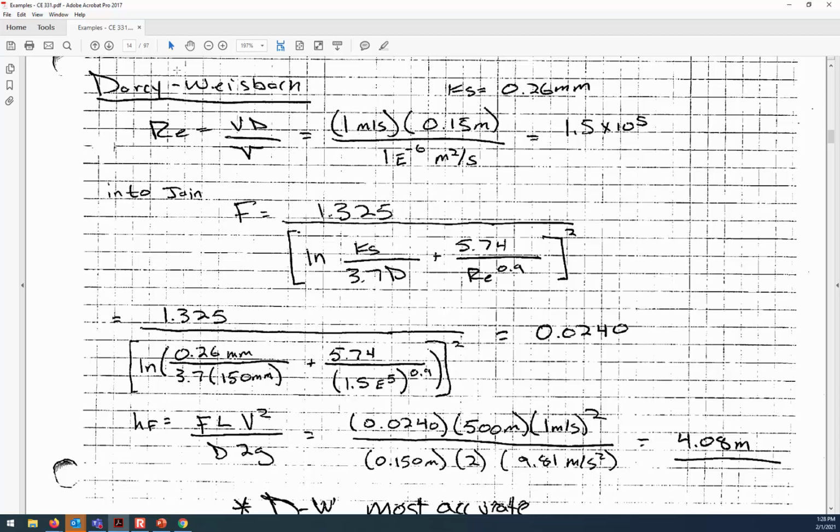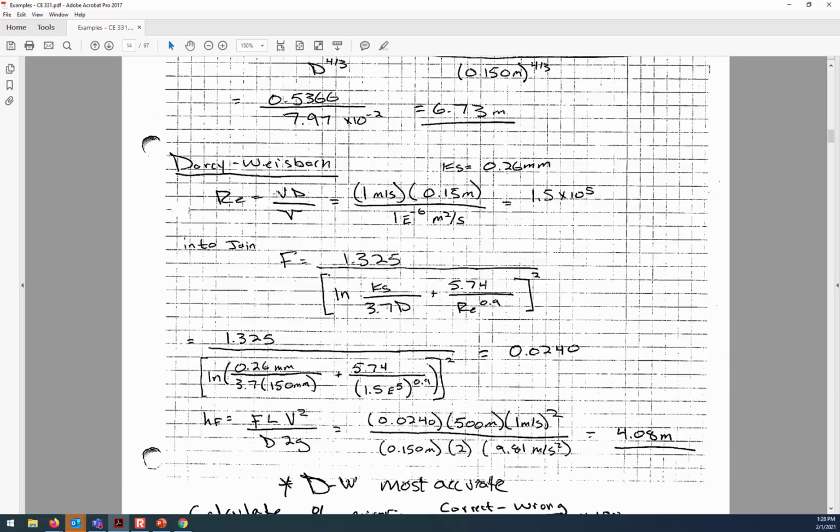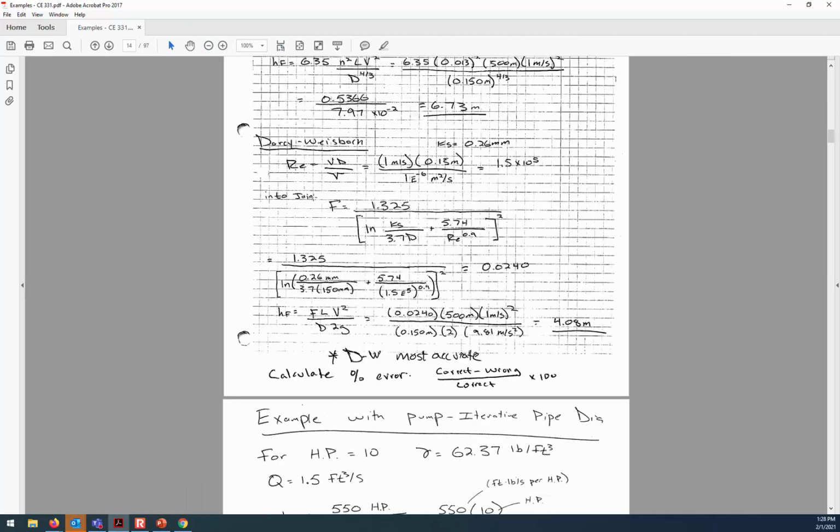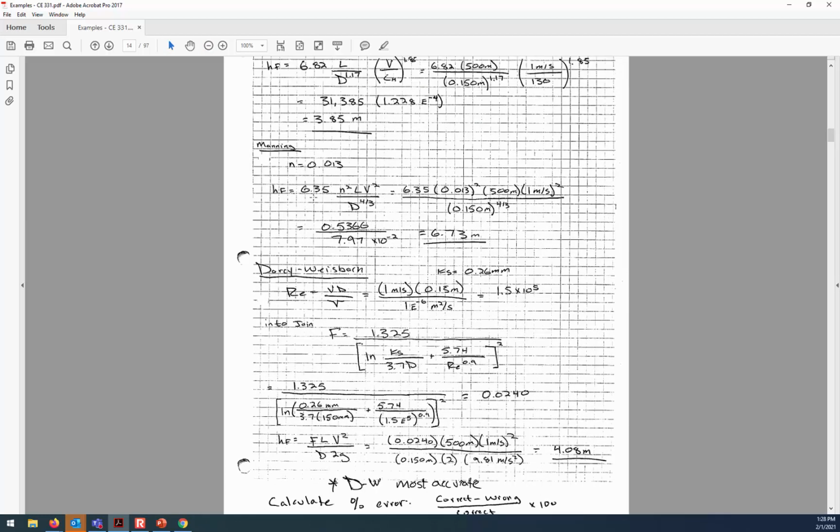And so Hazen-Williams was pretty close. Hazen-Williams got 3.85. So on a percentage basis, let me just see if I can calculate what percent error the Hazen-Williams equation gave us. So it's 4.08 minus 3.85, divided by 4.08, since 4.08 is the accurate truth, times 100, 5.6% error. So that's not so bad.